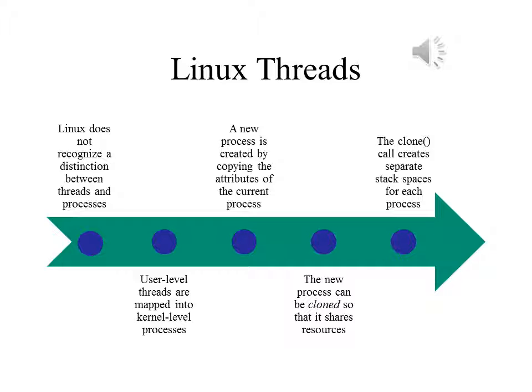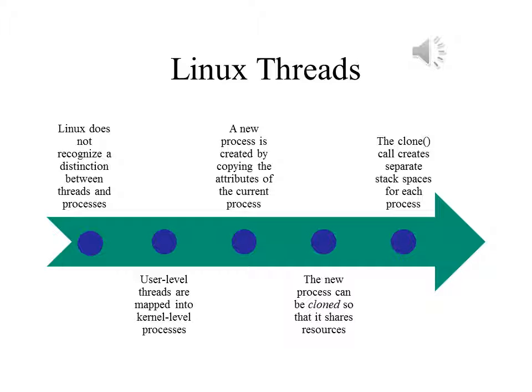We have seen that modern versions of Unix offer kernel-level threads. Linux provides a unique solution in that it does not recognize a distinction between threads and processes, using a mechanism similar to the lightweight processes of Solaris. User-level threads are mapped into kernel-level processes.